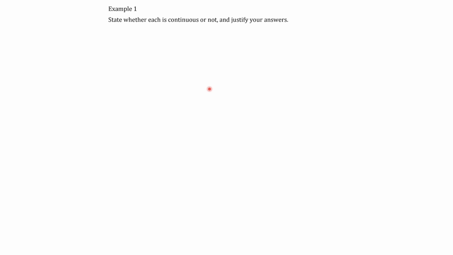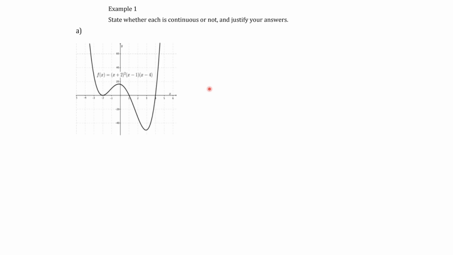So let's state whether each of these functions is continuous or not, justifying our answer. So the first one, here we have a polynomial function, right? X plus 2 squared times x minus 1 times x minus 4. And we can see here that this is going to be a polynomial of degree 4. And immediately we should be able to tell that this function is in fact continuous, right?